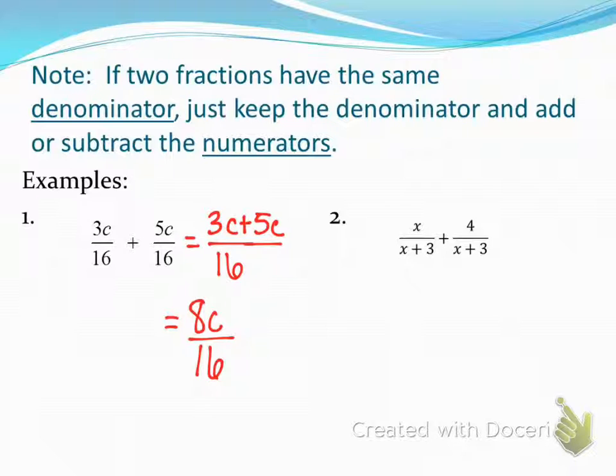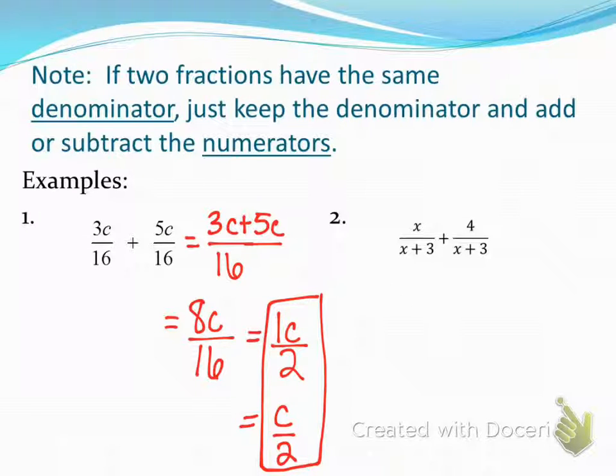But what do we notice about this? It can reduce to what? I agree about the 1/2 part, but what are we missing? The C. So it would be 1C over 2. If you don't put the 1 in front of the C, that's fine. It could just be C over 2. Either one of those would be acceptable as a final answer.